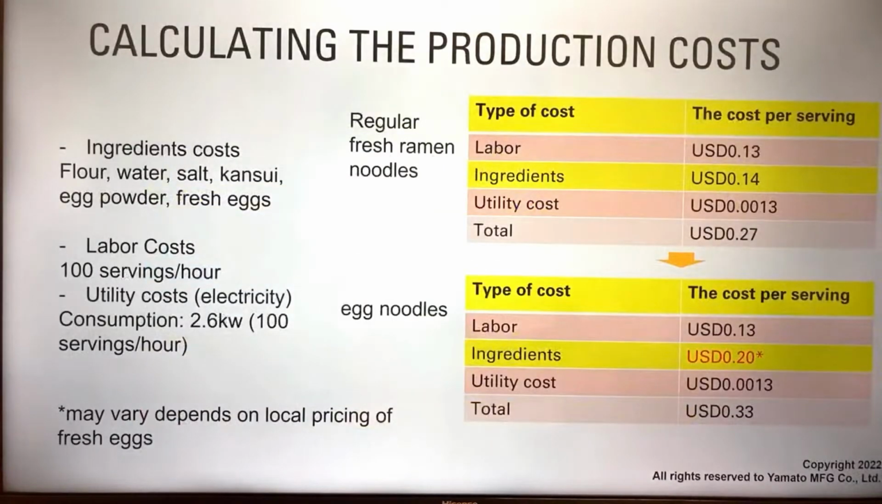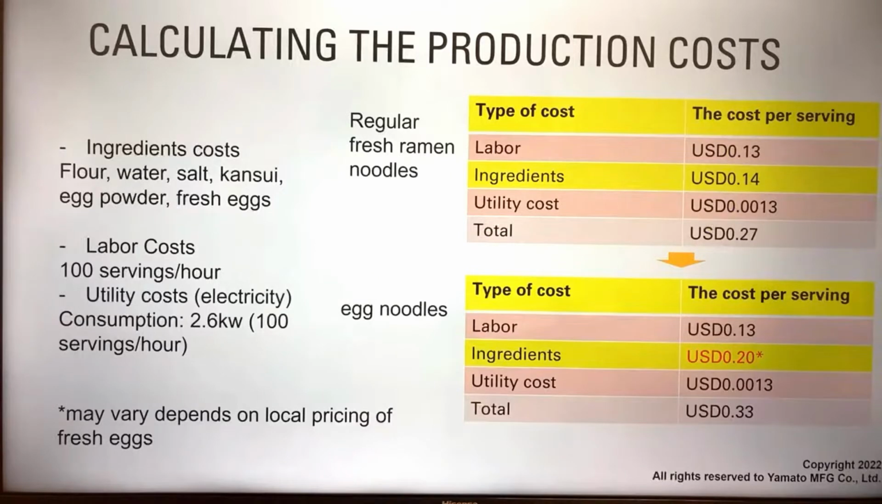So these are the variables we need to think about when we are making our own recipes. And so, calculation of the production cost. When we are calculating, we're trying to figure out how much it is going to cost us to make one serving of fresh noodles, this type of fresh noodles from scratch.